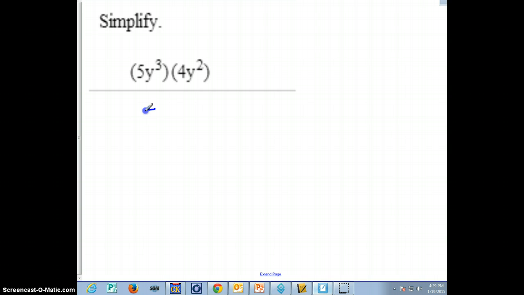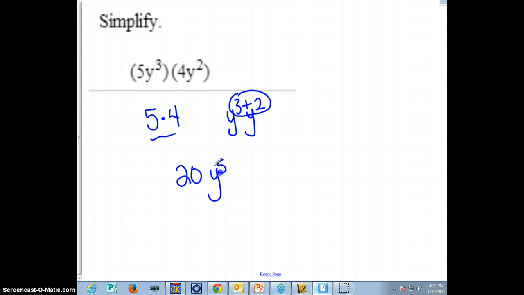This one starts sorting your stuff. So the 5 and the 4 are kind of numbers in front, and then I have these. So these two together would be 20. These two you would have to add together to get 5. So it would be 20y to the 5th.